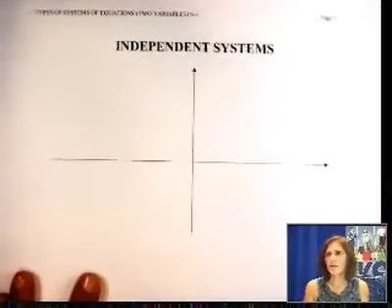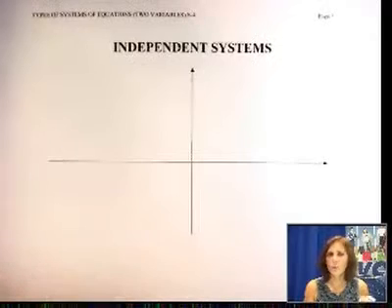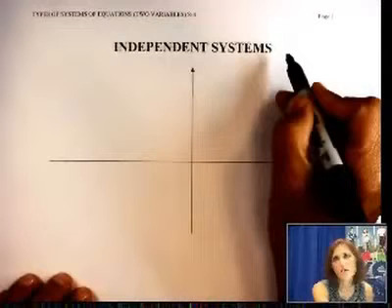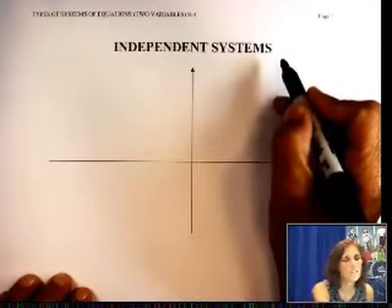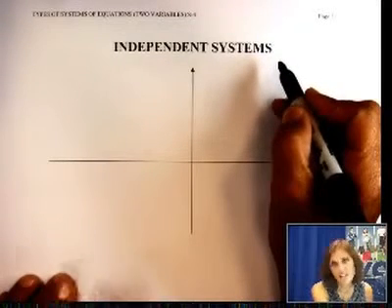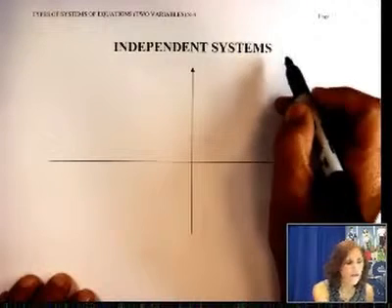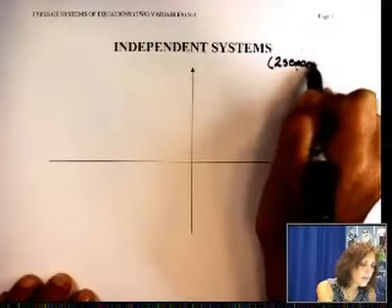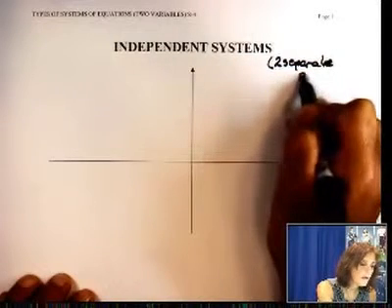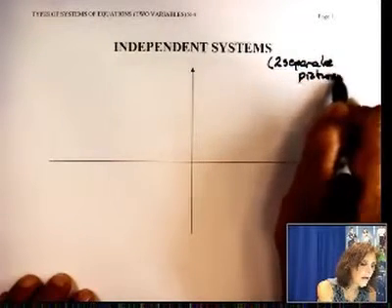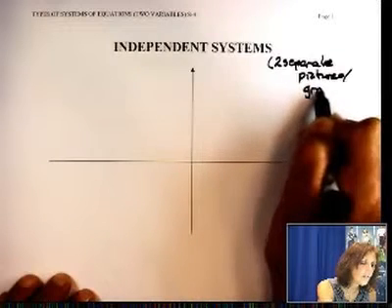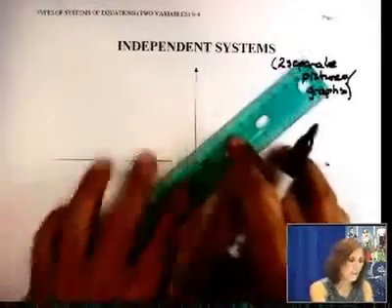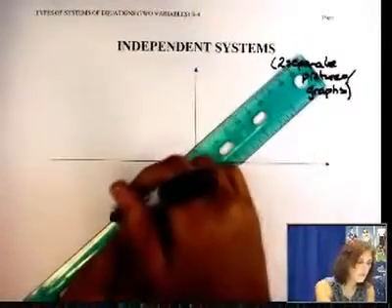Now, the first word that you can use is independent systems. That means, since we are talking about two dimensions, you have two linear equations. So this is what we have: two separate pictures. Since we are doing linear equations, we are talking about two different lines. So an independent system will look something like that.